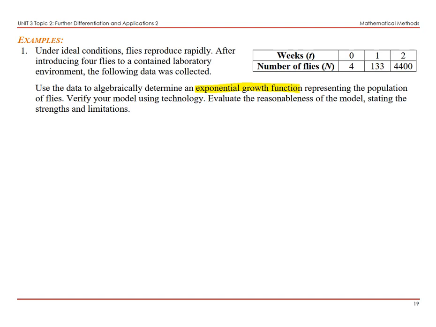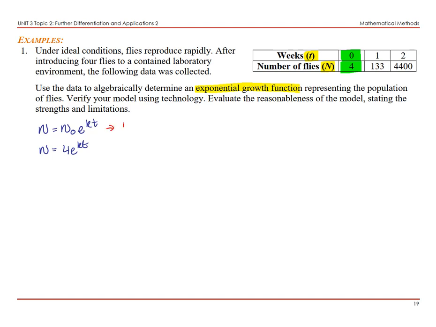So looking at the table, number of flies is N, number of weeks is T. So our formula is going to be, because it says it's an exponential growth function, N equals N0 e to the kt. Now look at the information you're given. The first is the initial amount, because when T is 0, N is 4. Now I could plug T is 0 into that, or you can just realize that N base 0 is the initial amount. So N equals 4e to the kt.